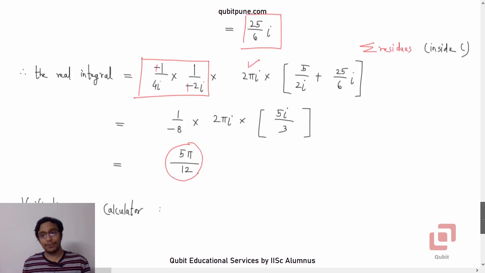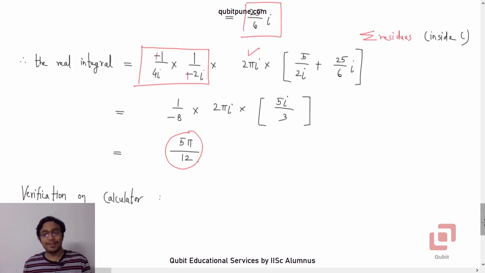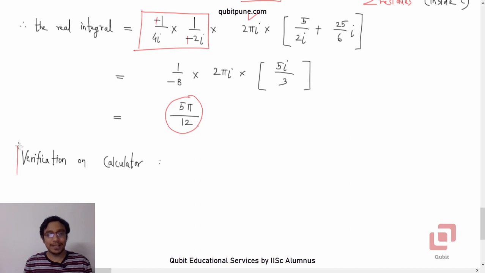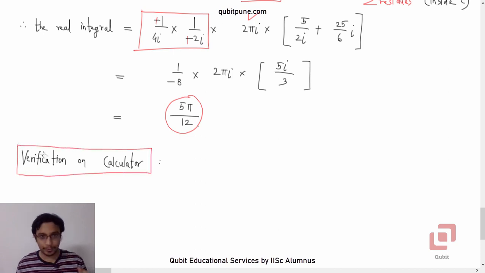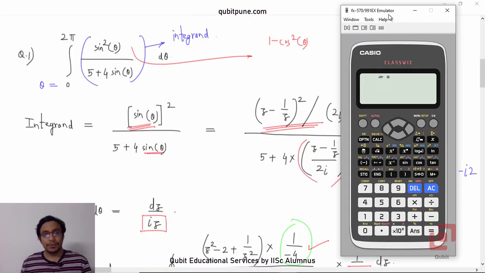Now one good thing which I like about these problems is you can always verify your answer on the calculator. So let us do that for this problem. One thing that you need to make sure while calculating integrals on a calculator is that if your integrand has a trigonometric function, make sure that your calculator is in the radian mode. You can see that R here. Now we will input everything.